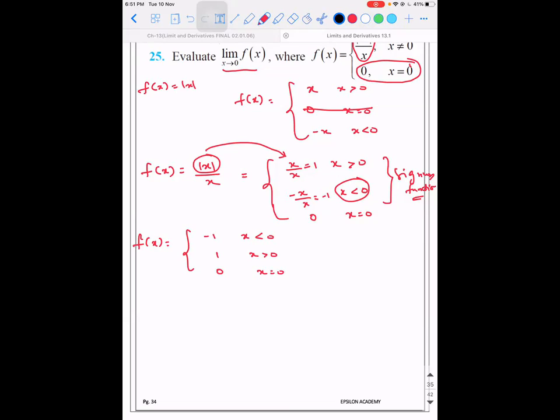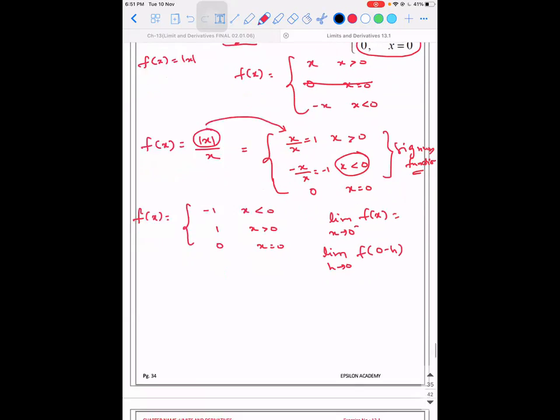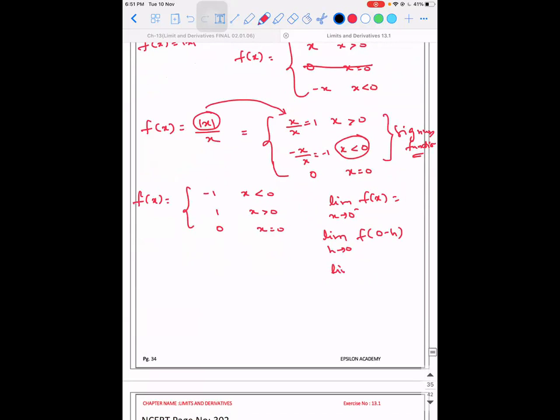Am I clear, guys? Yes, sir. Now tell me, what is limit x tends to 0 minus? f of x will be minus 1, sir. That's right. Limit h tends to 0, f of 0 minus h. Here there is no x at all, so I will directly write minus 1. The limit of a constant as something tends to 0 is the constant itself, minus 1.